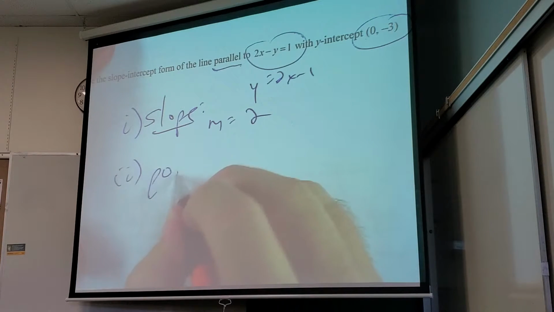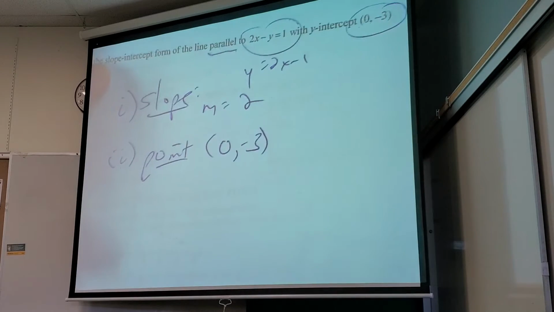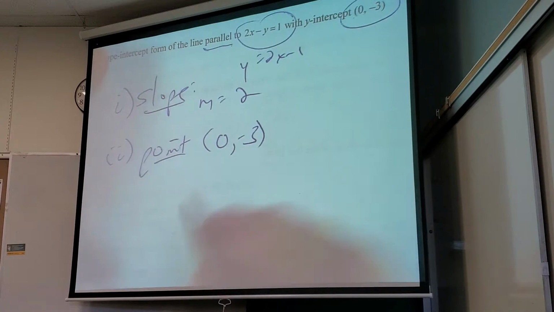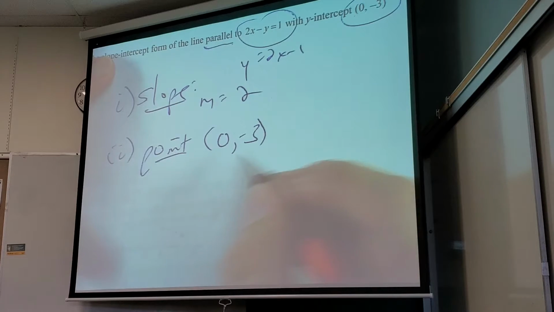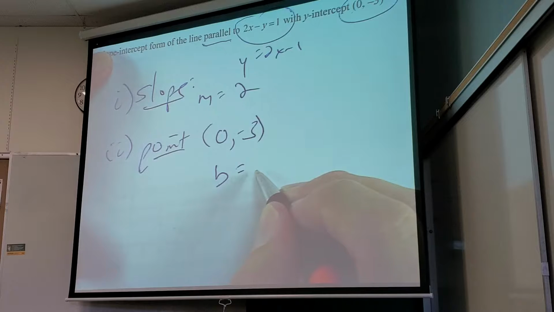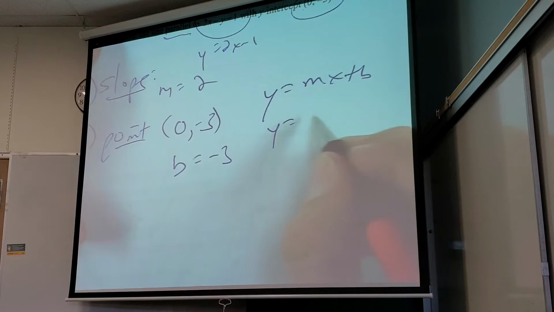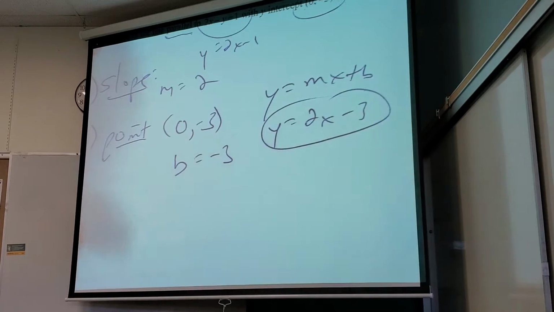And what's my point? 0. You're all like, we're not sure, Jeff. I do have one sometimes. So what does that tell me? It tells me what b is, right? B is negative 3. So y equals mx plus b. So y equals 2x minus 3. Done. You guys see that?